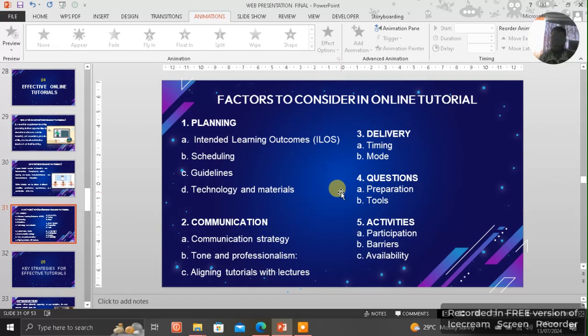Then we go to number 2, which is our communication. Communication is key. So the first one is communication strategy. Some of the strategies you can use to deliver your lesson. You must ask these questions: How will you interact with the students online? What tools and technology will you use? Are those tools and technology supporting your learning goals? These are factors you must consider.